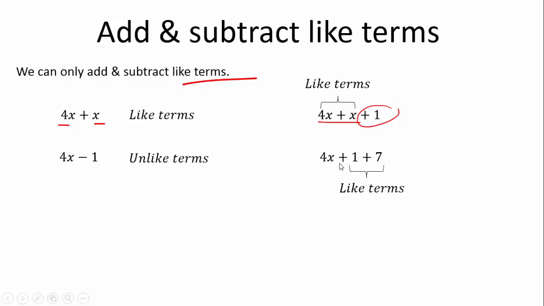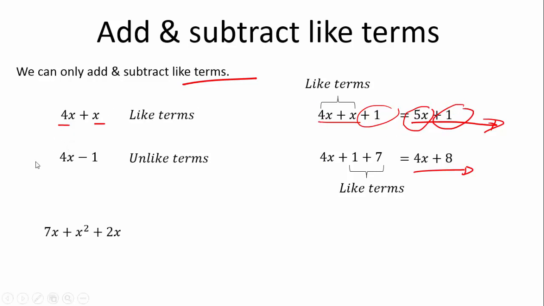So we can add like terms together, right? So for example, 4x plus x is equal to 5x plus 1. 4x we leave, 1 plus 7 is 8. So now we've simplified this into 2 terms. So we've taken it from 3 into 2 terms, and now each term is an unlike term. So here there are 2 unlike terms. Again, watch the previous video if you're battling.